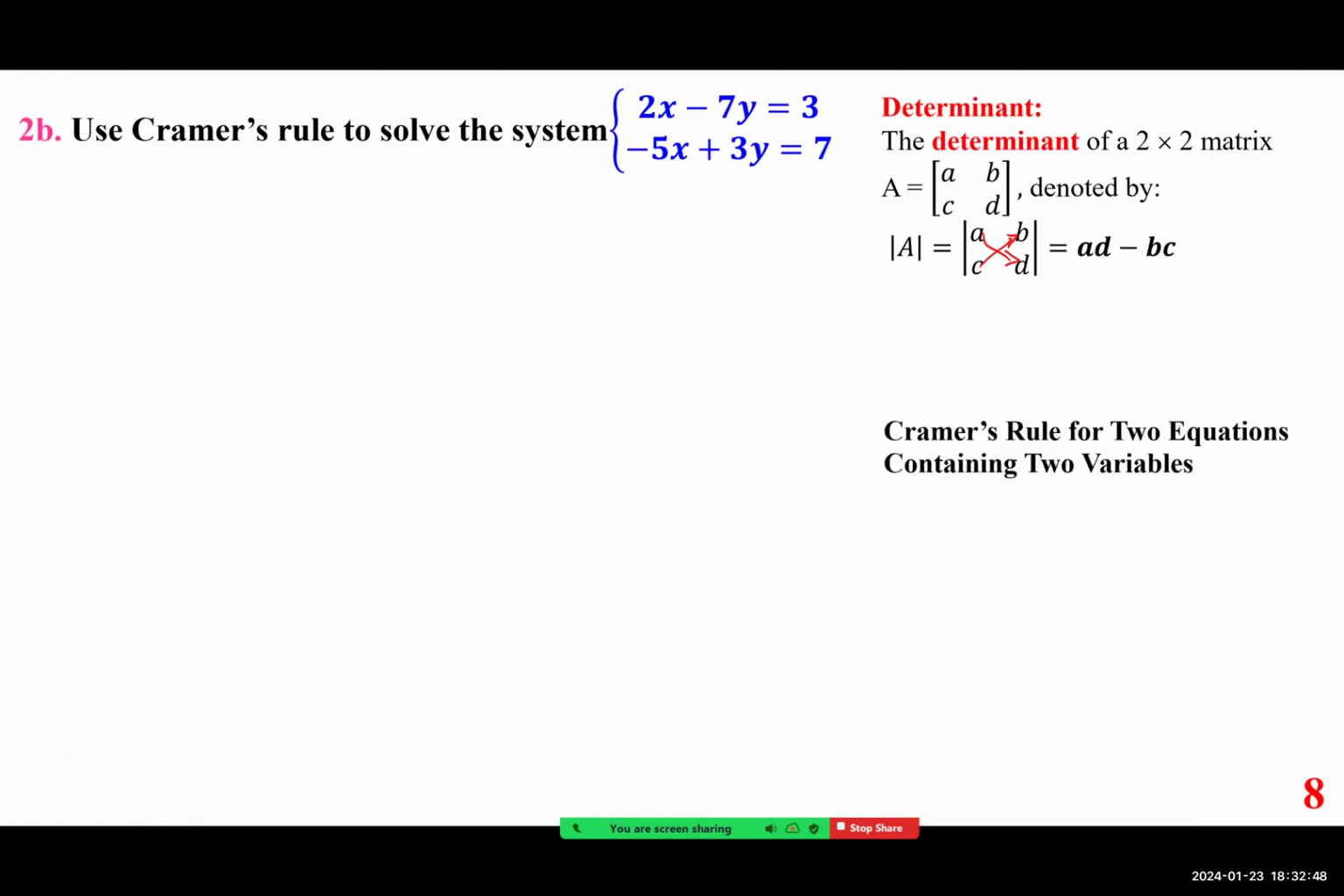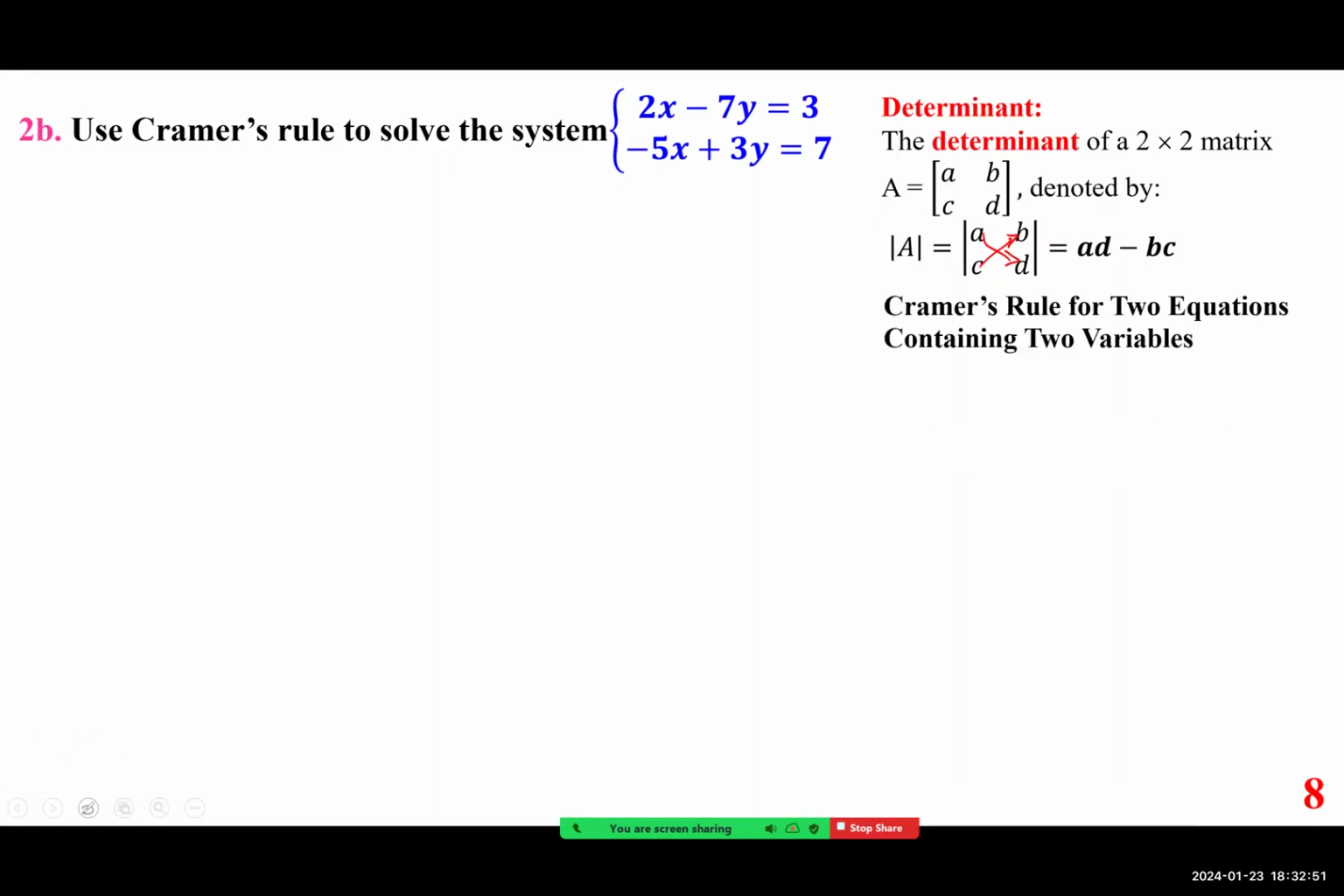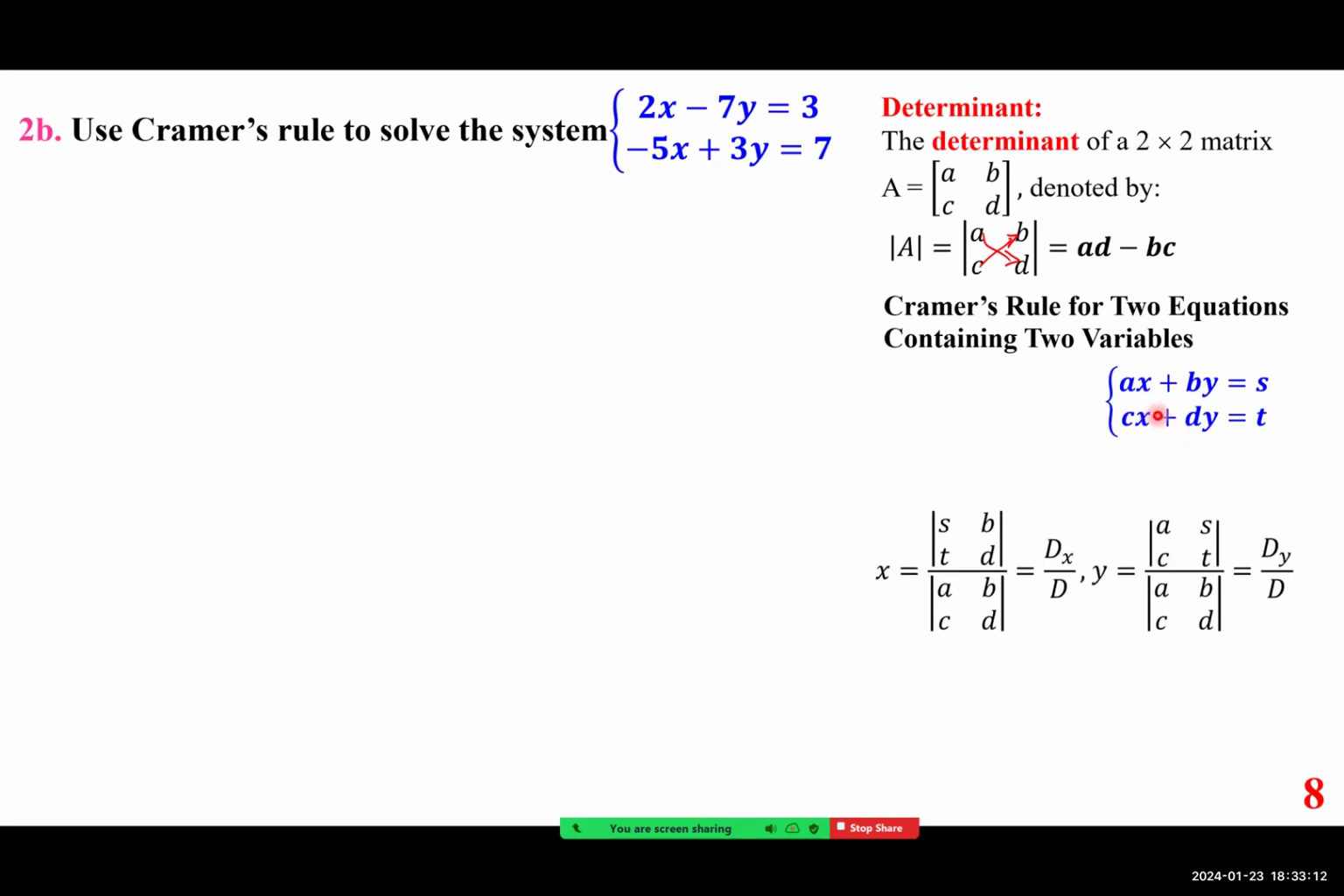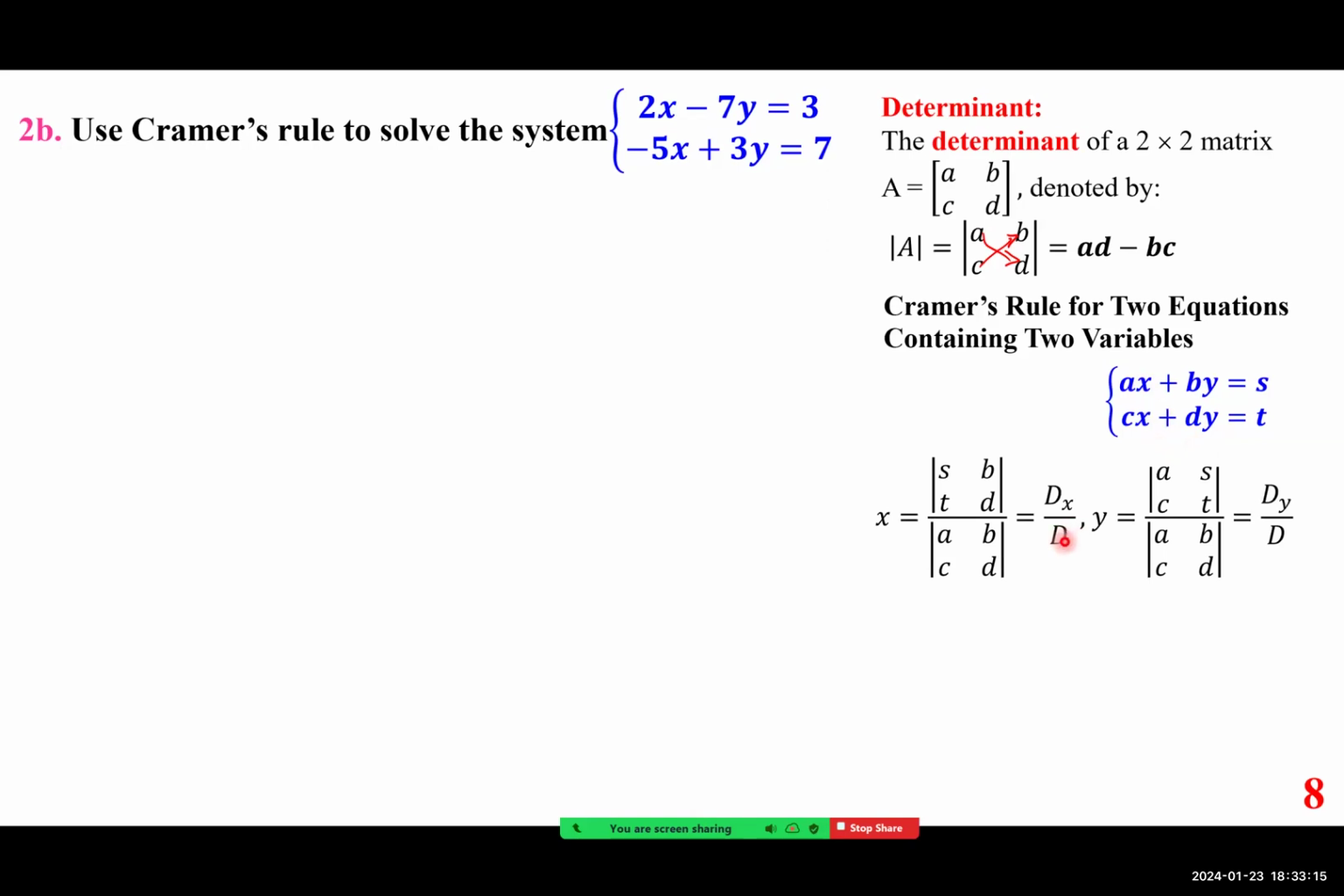So according to Cramer's rule, if we have this system of a 2x2, we can find X by finding the determinants known as D sub X, D sub Y, and then D, as follows. Now, first I want to explain the D. The D is the determinant of the coefficient matrix. Notice A, B, C, D.